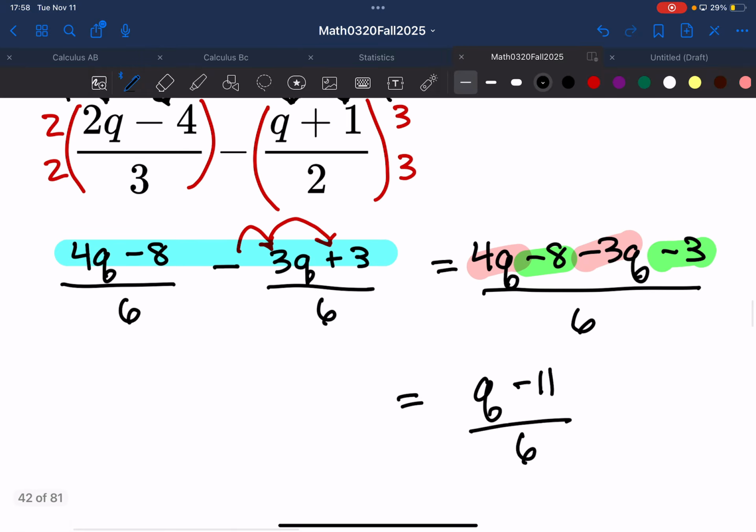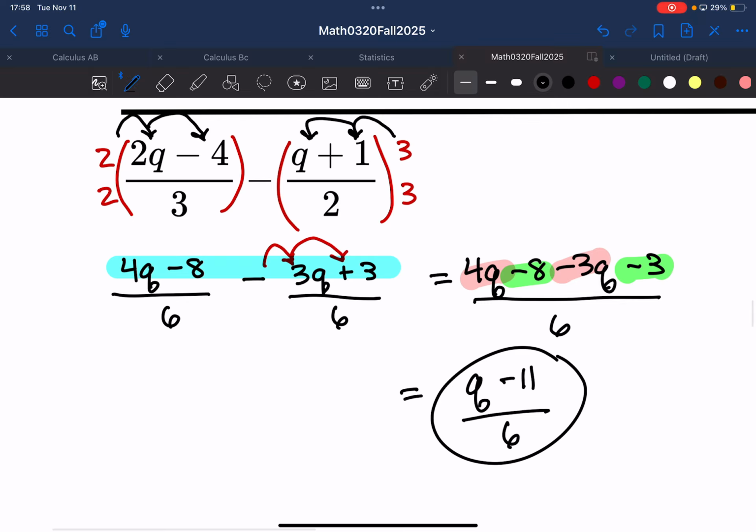And then I would look at that. Can I simplify q minus 11 over 6? No, so that means this is my answer. So I got my common denominator by multiplying each of the fractions by the number that's going to give us that common denominator. Then I made sure to give the negative, since I'm subtracting, to everything in that second fraction, and then I combined like terms.